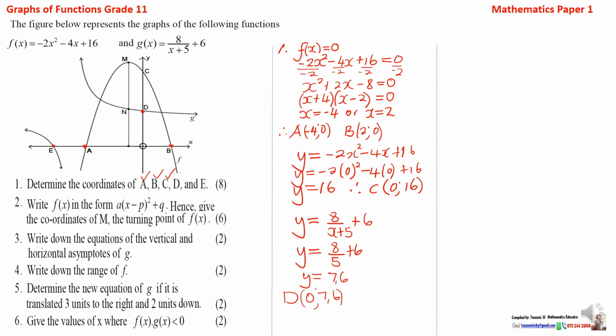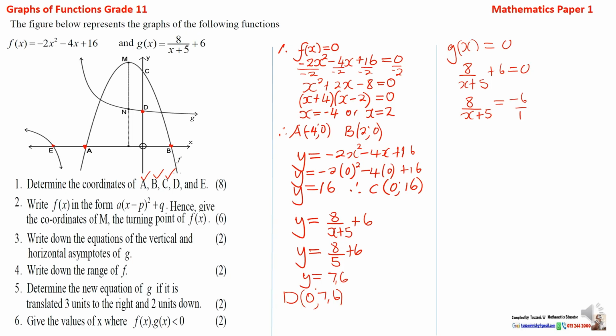Then we now need the coordinates of point E. Using the same method, E is the x-intercept of g(x). So to determine the x-intercept, g(x) must equal 0. That means 8/(x + 5) + 6 = 0. Now we need to solve this equation. This is basic algebraic calculation. 8/(x + 5) is equal to -6/1.